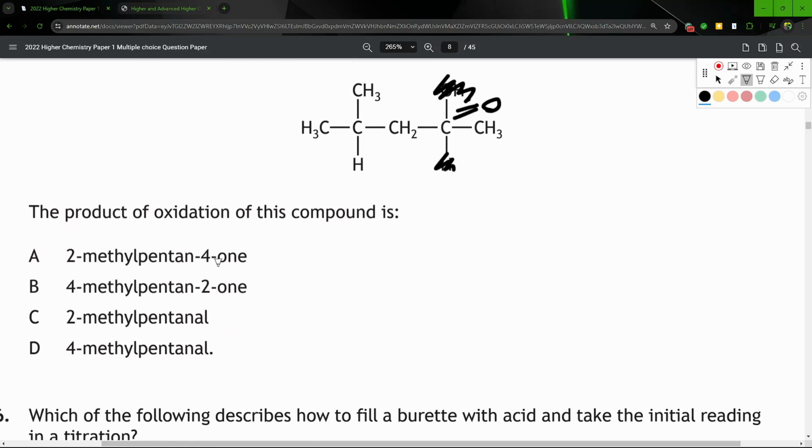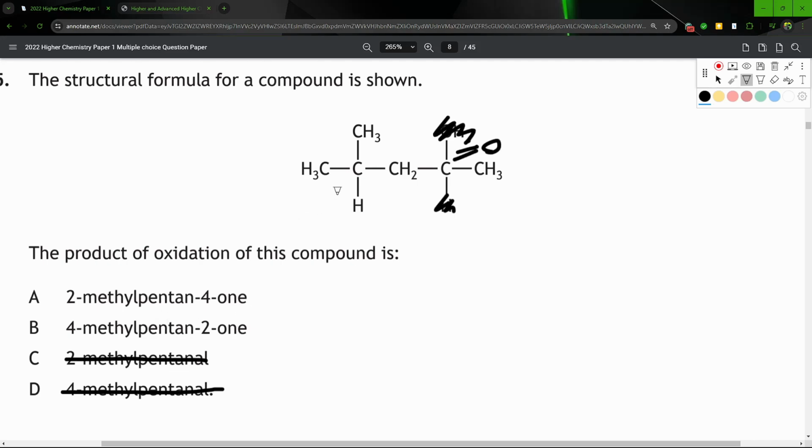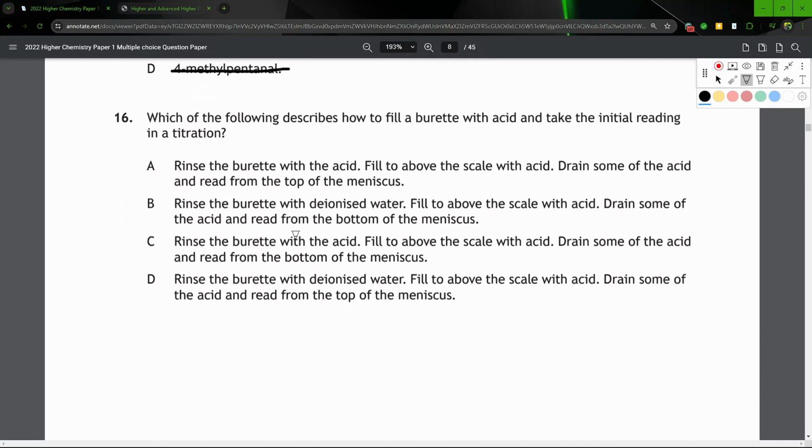So it would be based off pentan, and it's not on a terminal carbon because we've got this over here, so we can get rid of the aldehydes. And remember, we always do it for the functional group that's lowest, which means it would be 4-methylpentan-2-one, which would be B. This other one technically is true, but it's not how we name things, because we always name things with the functional group being the lowest, not the branch chains. So it'd be B.